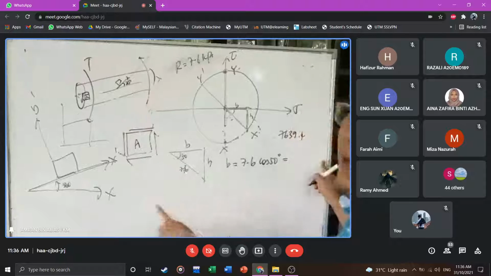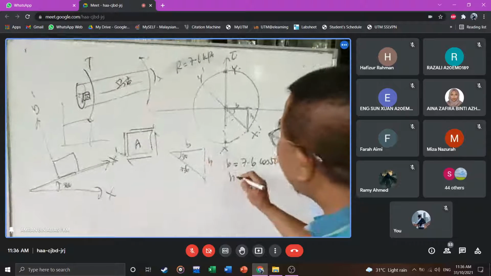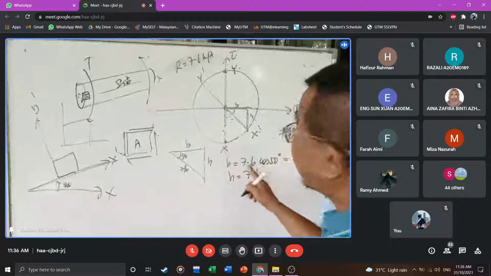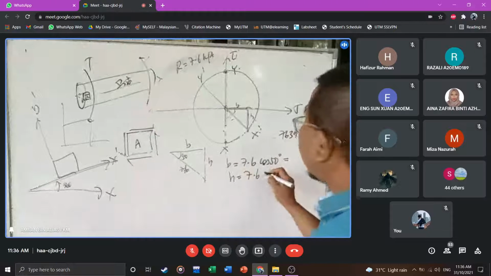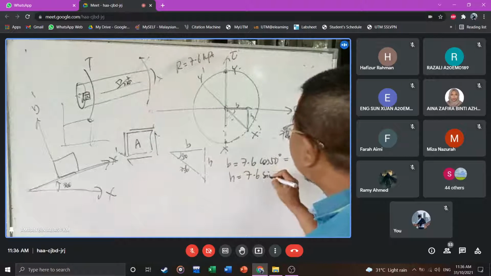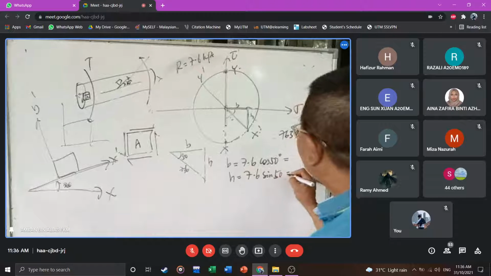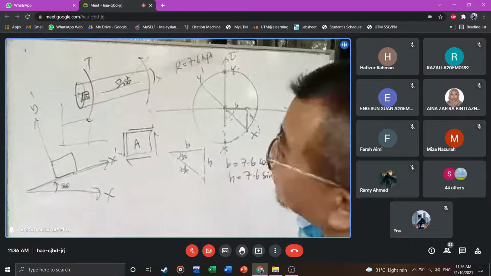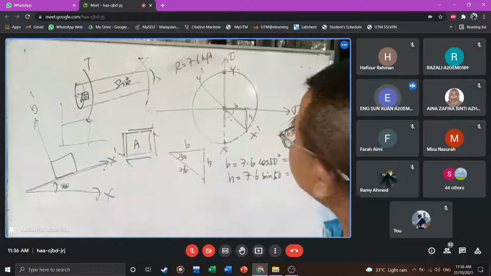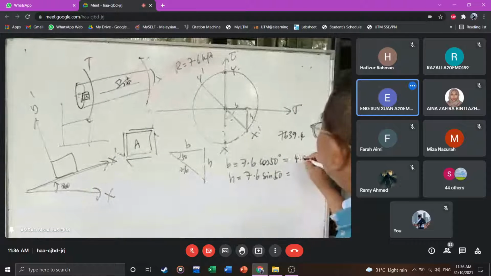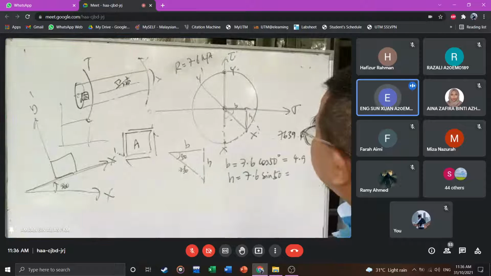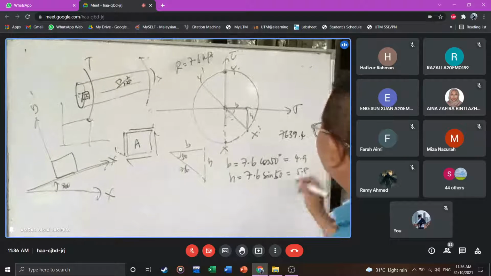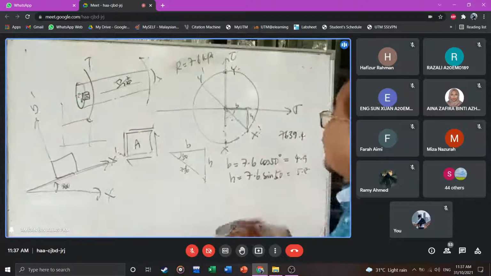So what is the value there? And your H there is 7.6 sine 50 degrees. Remember that you are using kilopascal now. So what is the value there, please? B and H. 4.9. And this one? 5.8. Okay? Those are just values.